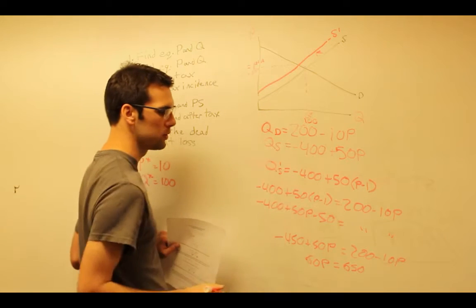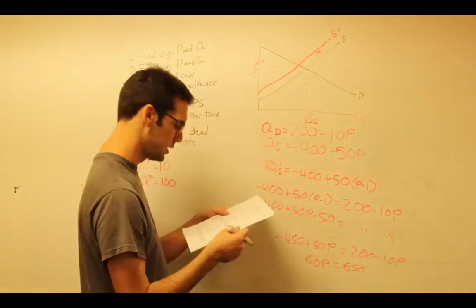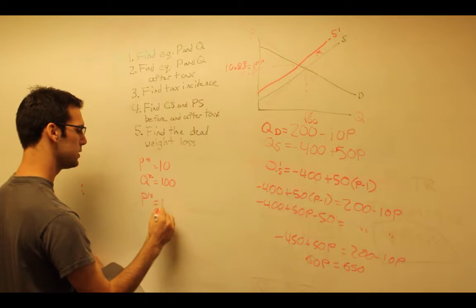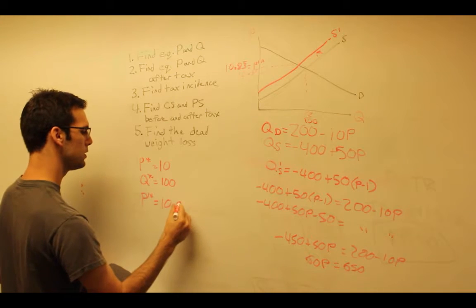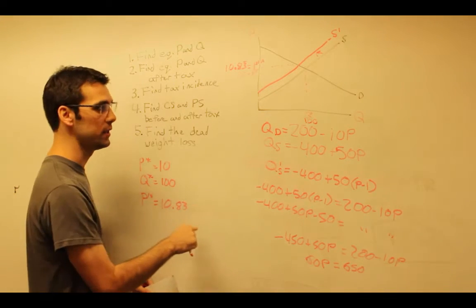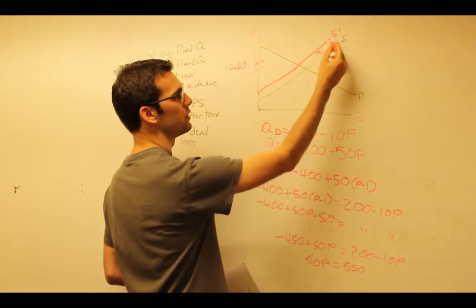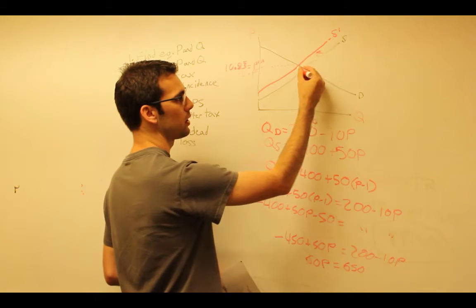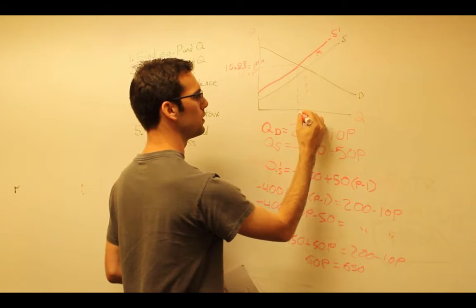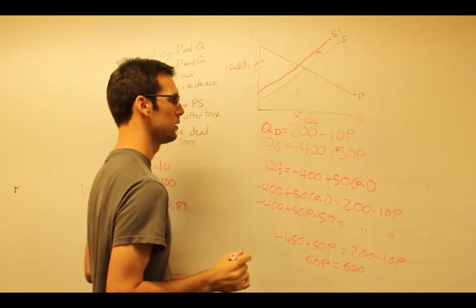And that's going to equal some number, and that number is 650 divided by 60, 10.83. So P prime star equals 10.83. Let's move to determining the quantity now, because we can see that the intersection of this new supply curve and the demand curve is a smaller quantity. We'll call this Q prime star.